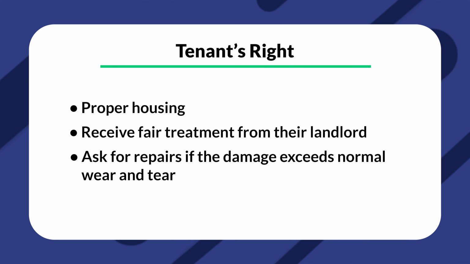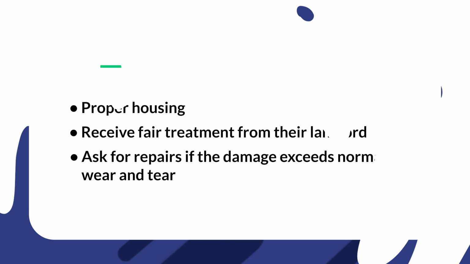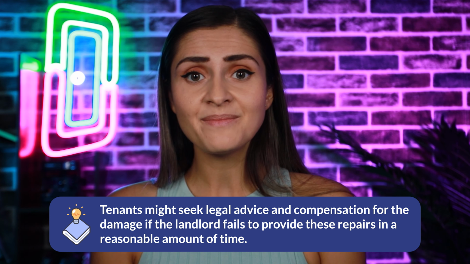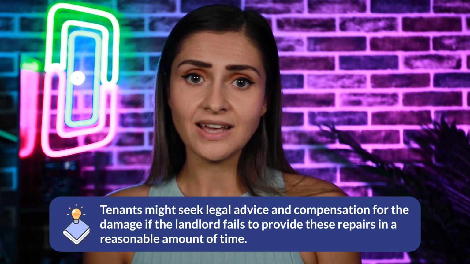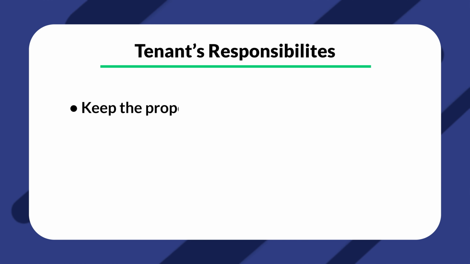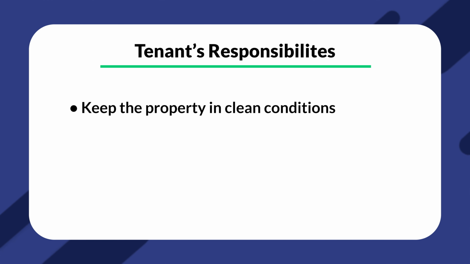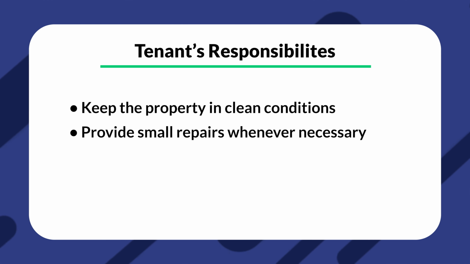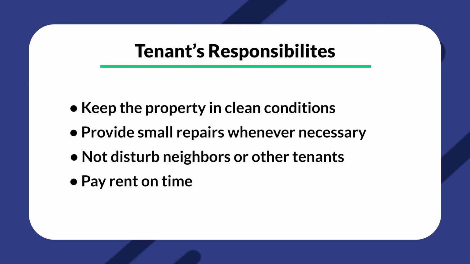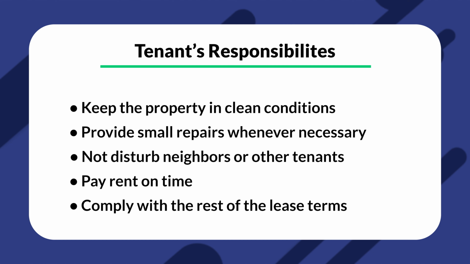Tenant rights also allow them to ask for repairs if the damage exceeds normal wear and tear. If the landlord fails to provide these repairs in a reasonable amount of time, the tenant may seek legal advice and compensation for the damage. To comply with Georgia landlord-tenant laws, the tenant must always follow these guidelines: keep the property in clean conditions, make small repairs whenever necessary, not disturb neighbors or other tenants, pay rent on time, and comply with the rest of the lease terms.